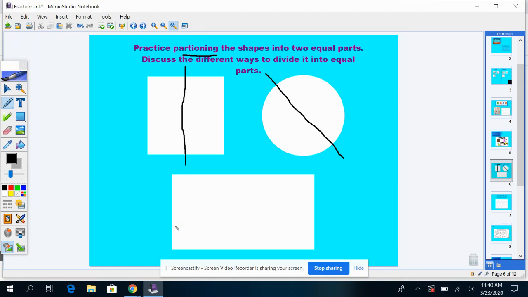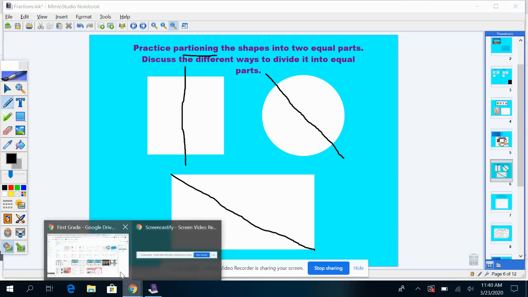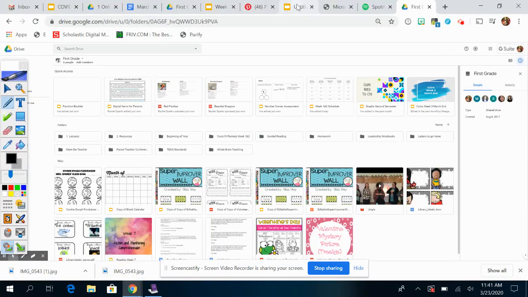Good job. Okay, now look at my rectangle down here. I can cut it, or partition it, into two equal parts going this way, or I could make my two equal parts going up and down. And what's the last way? I could make it going across. Great job, guys.